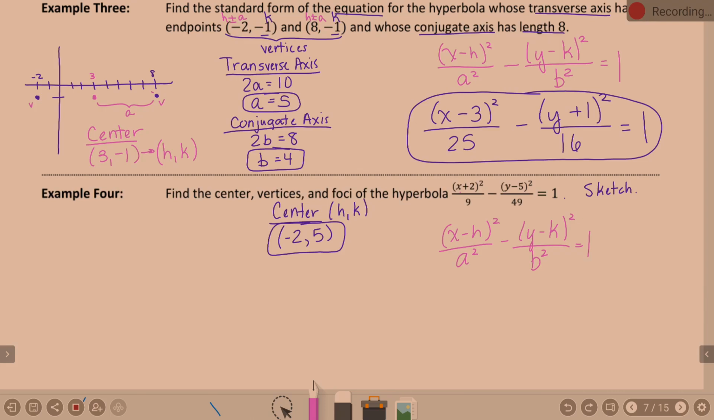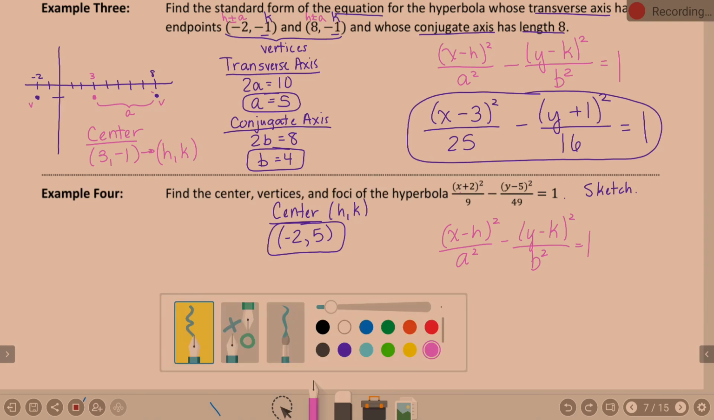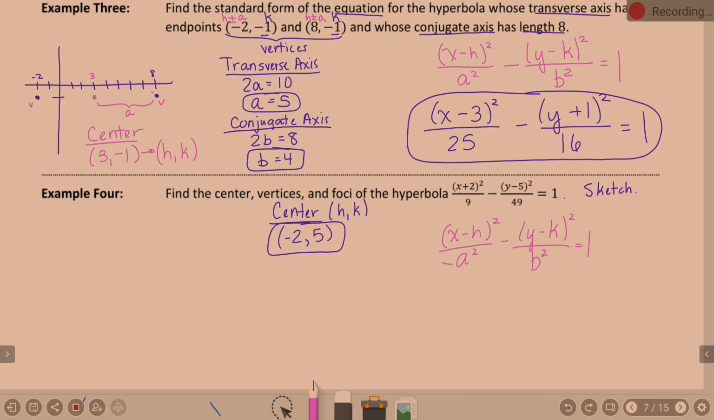So we are going to have to talk about A and B, or at least A. No, A and B. What is A? A is 3, because A squared is 9, right? What's B? B is 7, because B squared is 49.